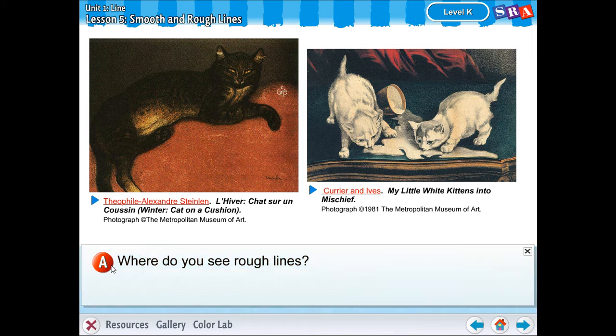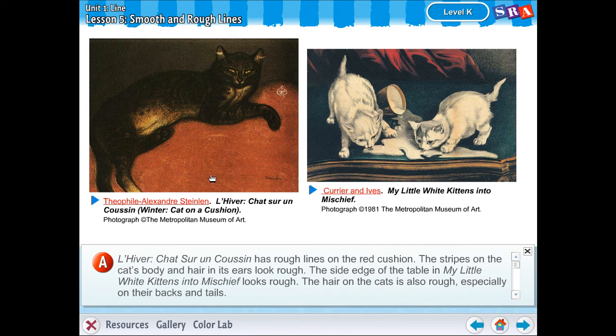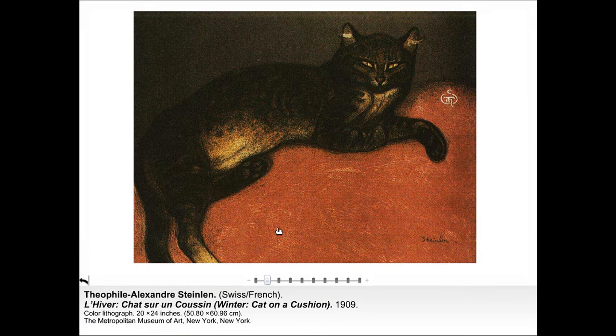Where do you see rough lines? Well, they say that the cushions have really rough lines, and the stripes on the body of the cat and the hairs look really rough. So the cushion doesn't look like a soft cushion; it looks like a hard cushion, and then his ears and his skin look like a rug. It probably feels pretty rough.